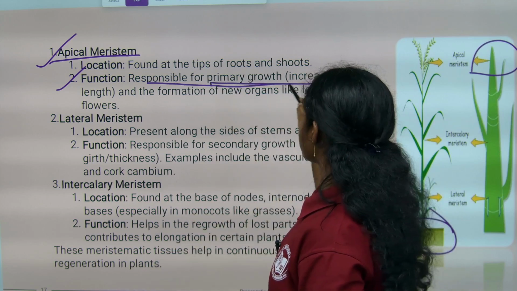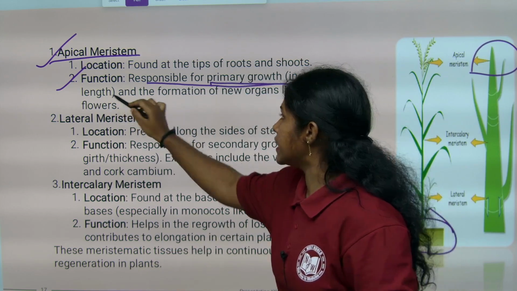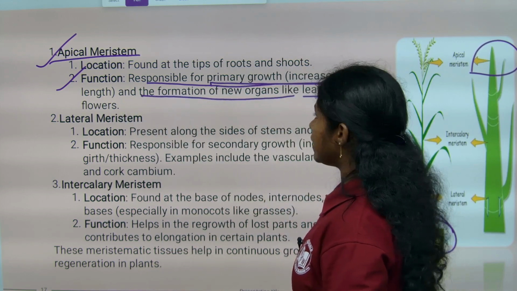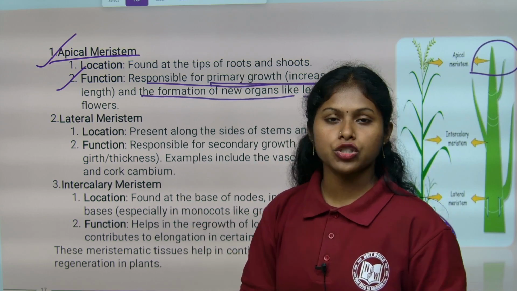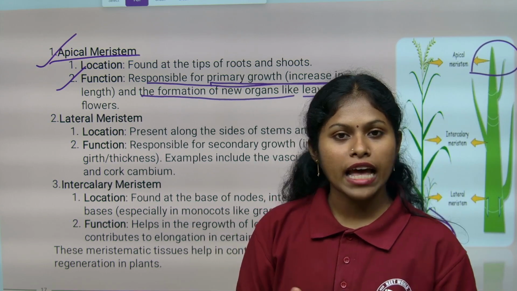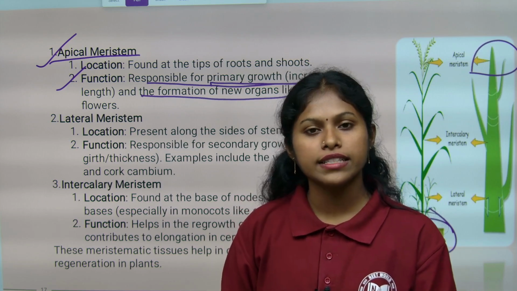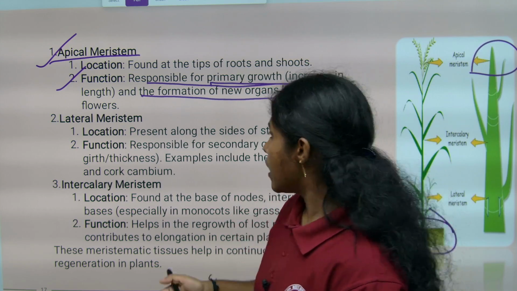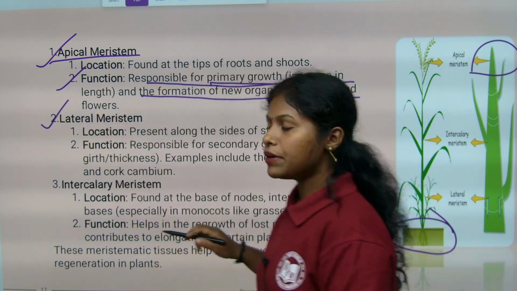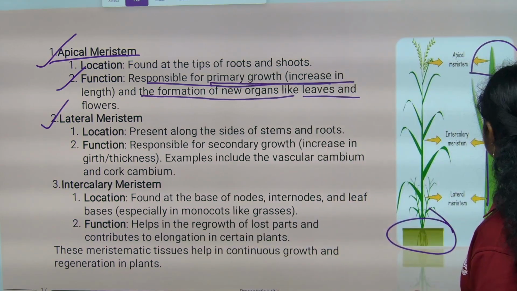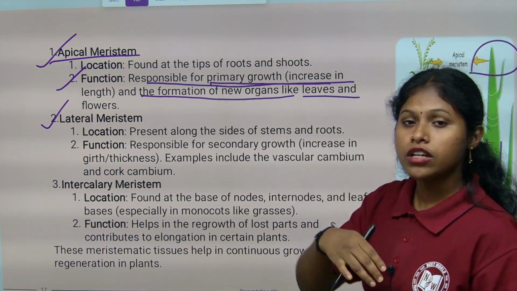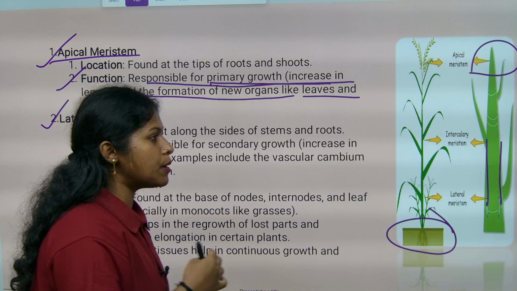It is responsible for primary growth, increasing in length and the formation of new organs like leaves and also flowers. Mainly the arising of the shoot and the root from the seed is happening because of the apical meristem. Coming to the lateral meristem, lateral meristem is involved in horizontal growth. For the horizontal growth, the lateral meristem plays an important role.